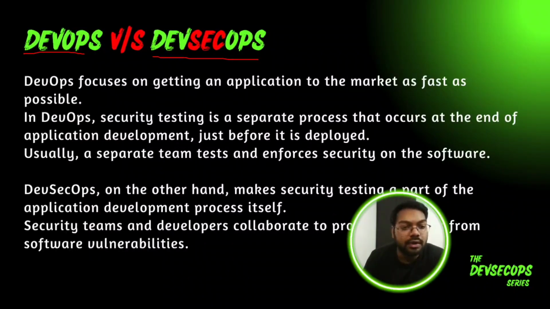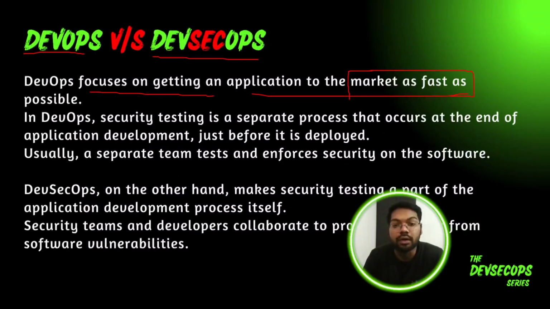So DevOps, firstly, focuses on getting an application to the market as fast as possible, using automations or tools or version control systems, orchestration tools and deployment methodologies. This is what DevOps focuses on, and they also focus on reliability and the availability of the infrastructure and the application that you are serving to the users, so to say.